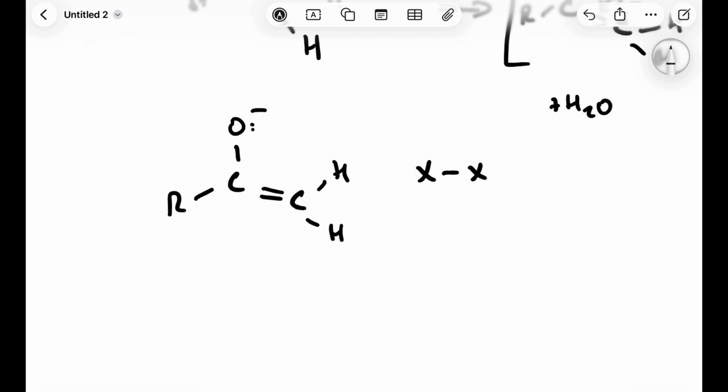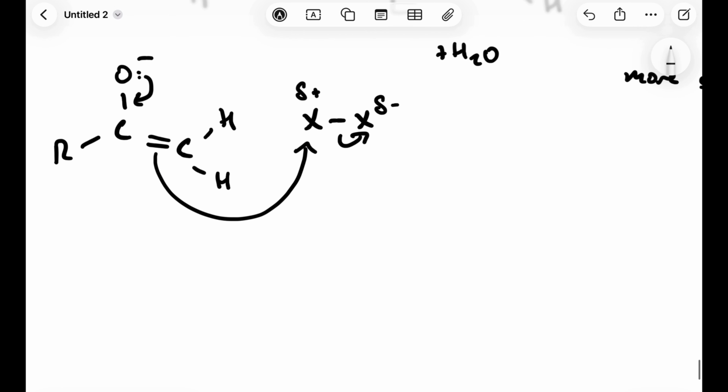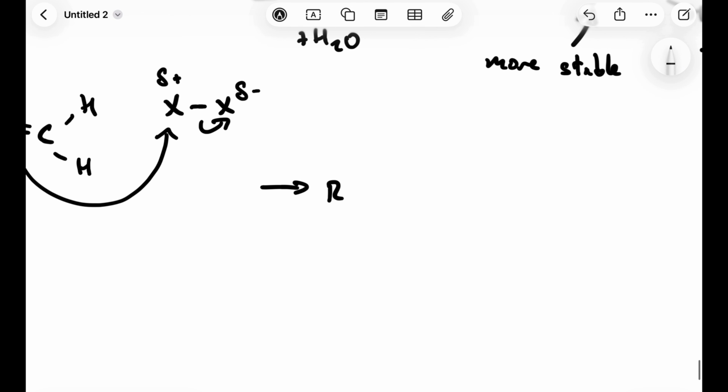Now, the shared pair of electrons in the carbon-carbon double bond is going to go and polarize the molecule on the right, and it's going to do an electron addition reaction. We're using X2, but it's just any halogen. So the product's shown.